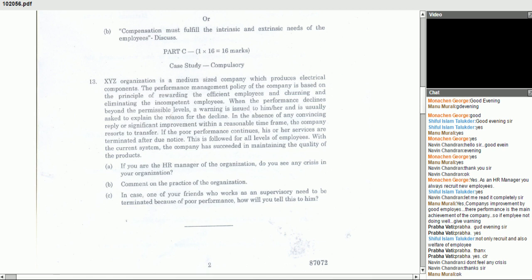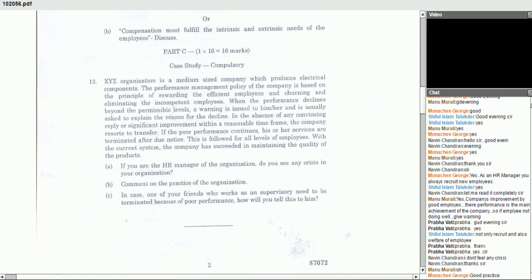Question number 2. Comment on the practices of the organization. So what all these things, scrutinizing the bad ones, and the comment on the practices of the organization, or the process they are doing. Is it right or wrong? What do you think, all of you? Good practice. Okay, correct.